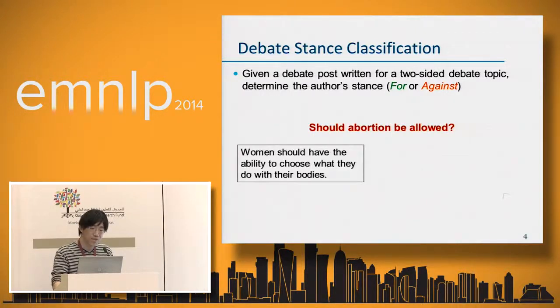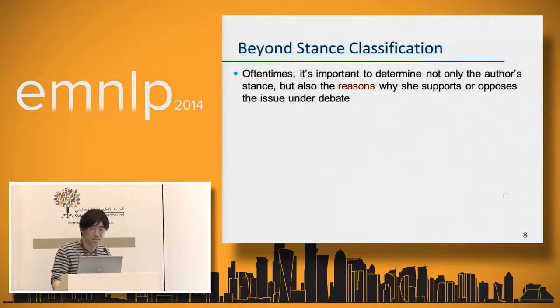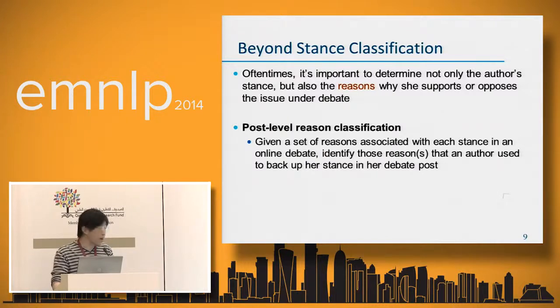Let's take a look at this example debate topic. Should abortion be allowed? If we are given this debate post, "Women should have the ability to choose what they do with their bodies," a stance classifier should assign the for stance to it. On the other hand, if we are given this debate post, "Technically abortion is murder," a stance classifier should assign the against stance to it. But oftentimes, it's important to determine not only the author's stance, but also the reasons why she supports or opposes the issue under debate. And so this task of post-level reason classification might be of interest to NLP researchers.